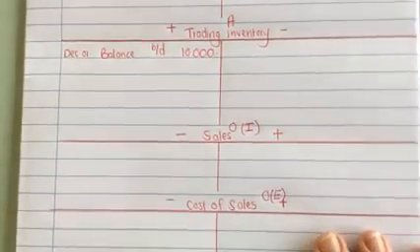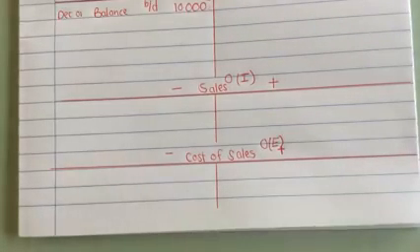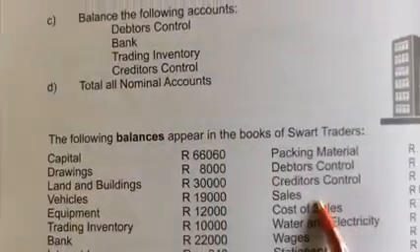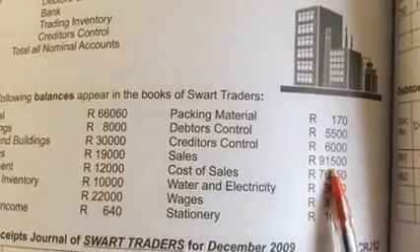Sales is an income. What do we know about our incomes and expenses? What section do they go in? Nominal. So now I need to remember I can no longer call it a balance brought down. I'm going to say total brought forward. For sales, your sales amount or balance is 91,500.